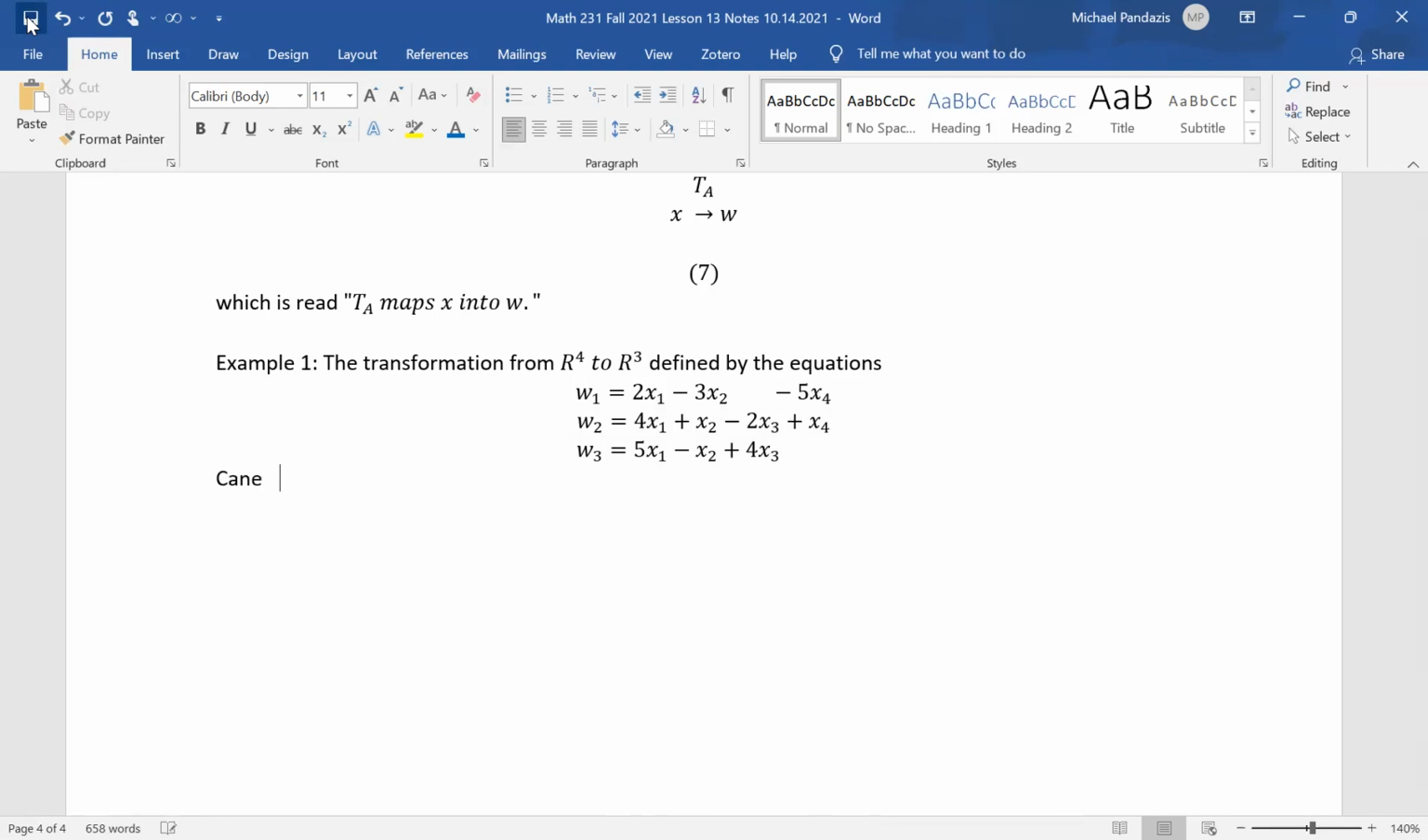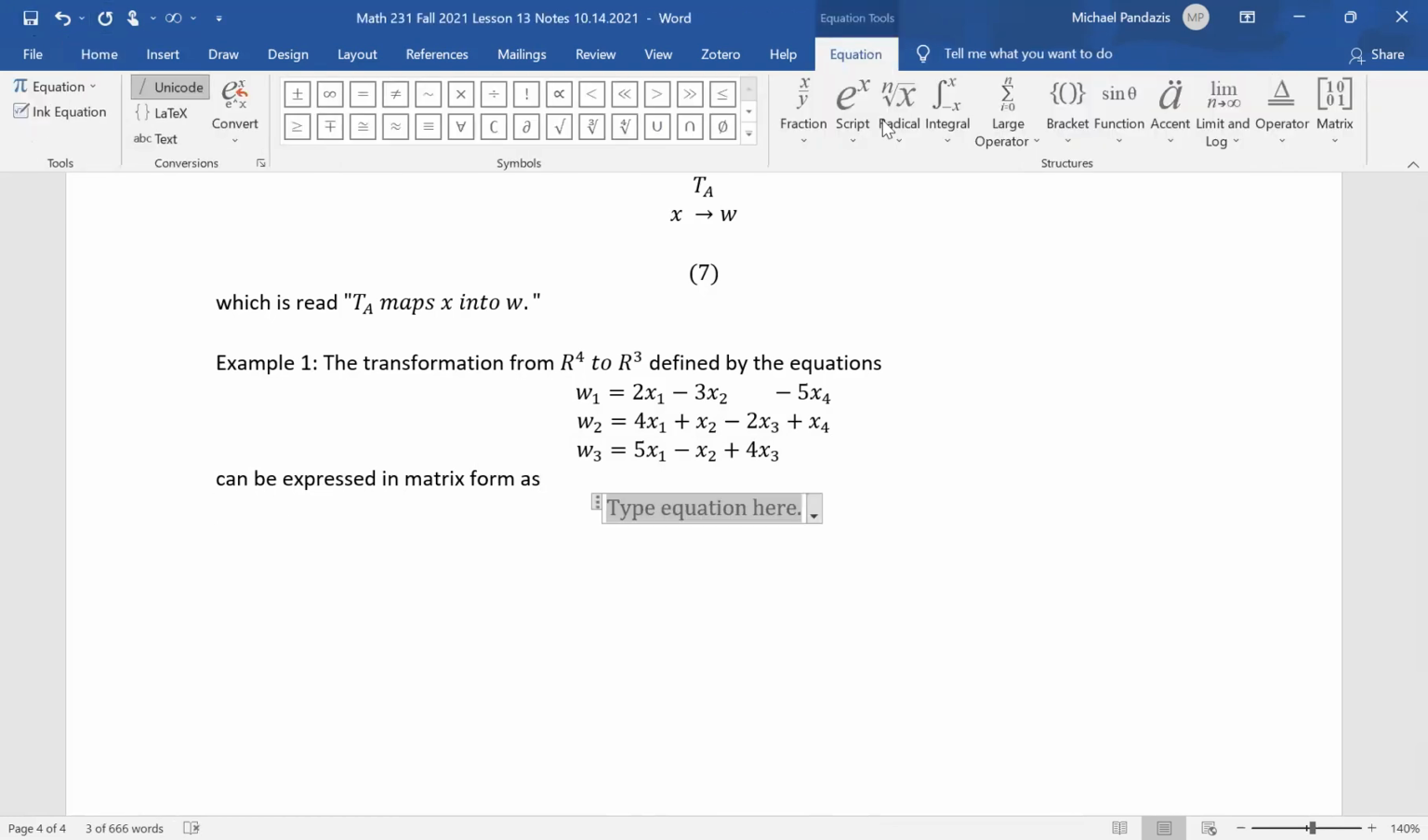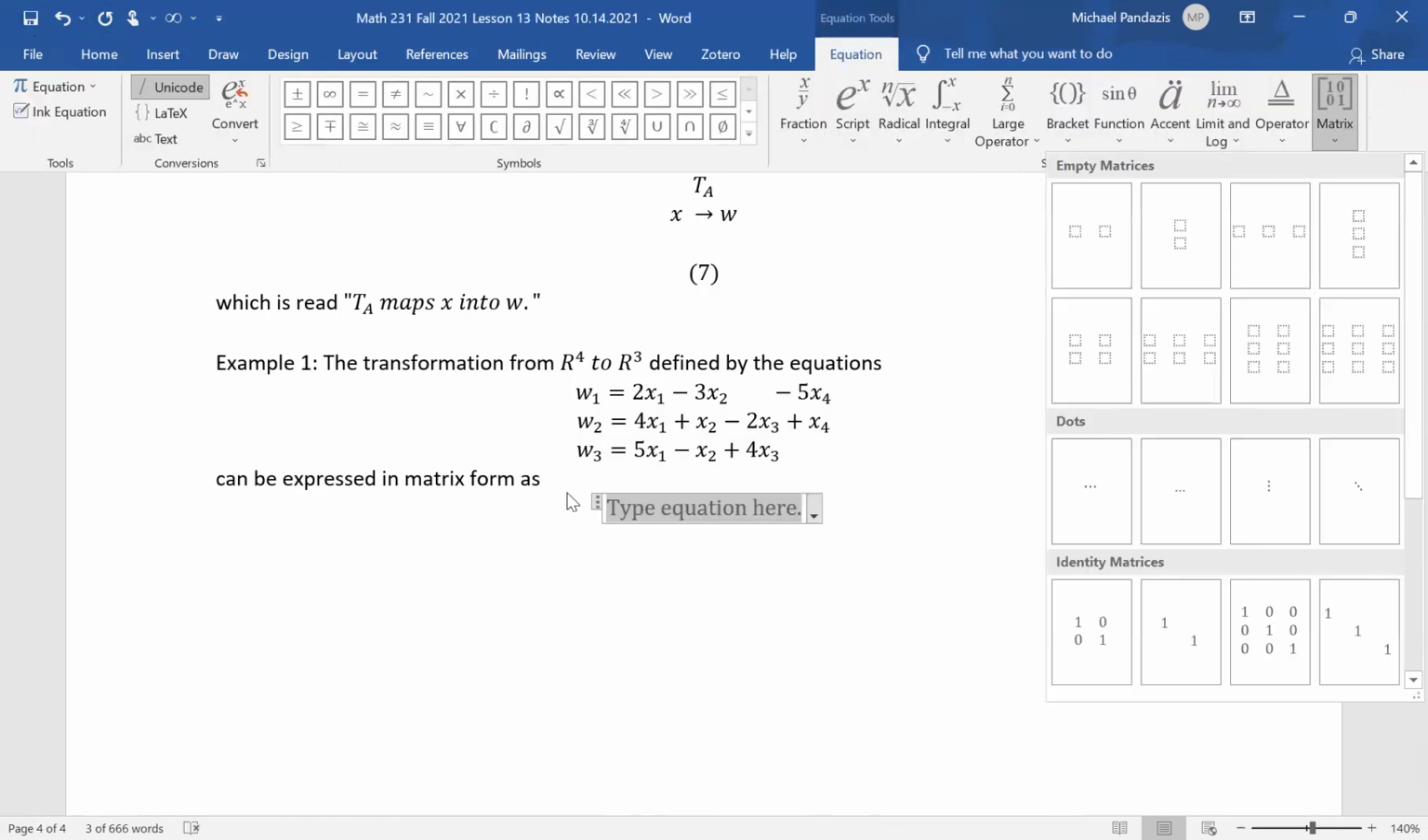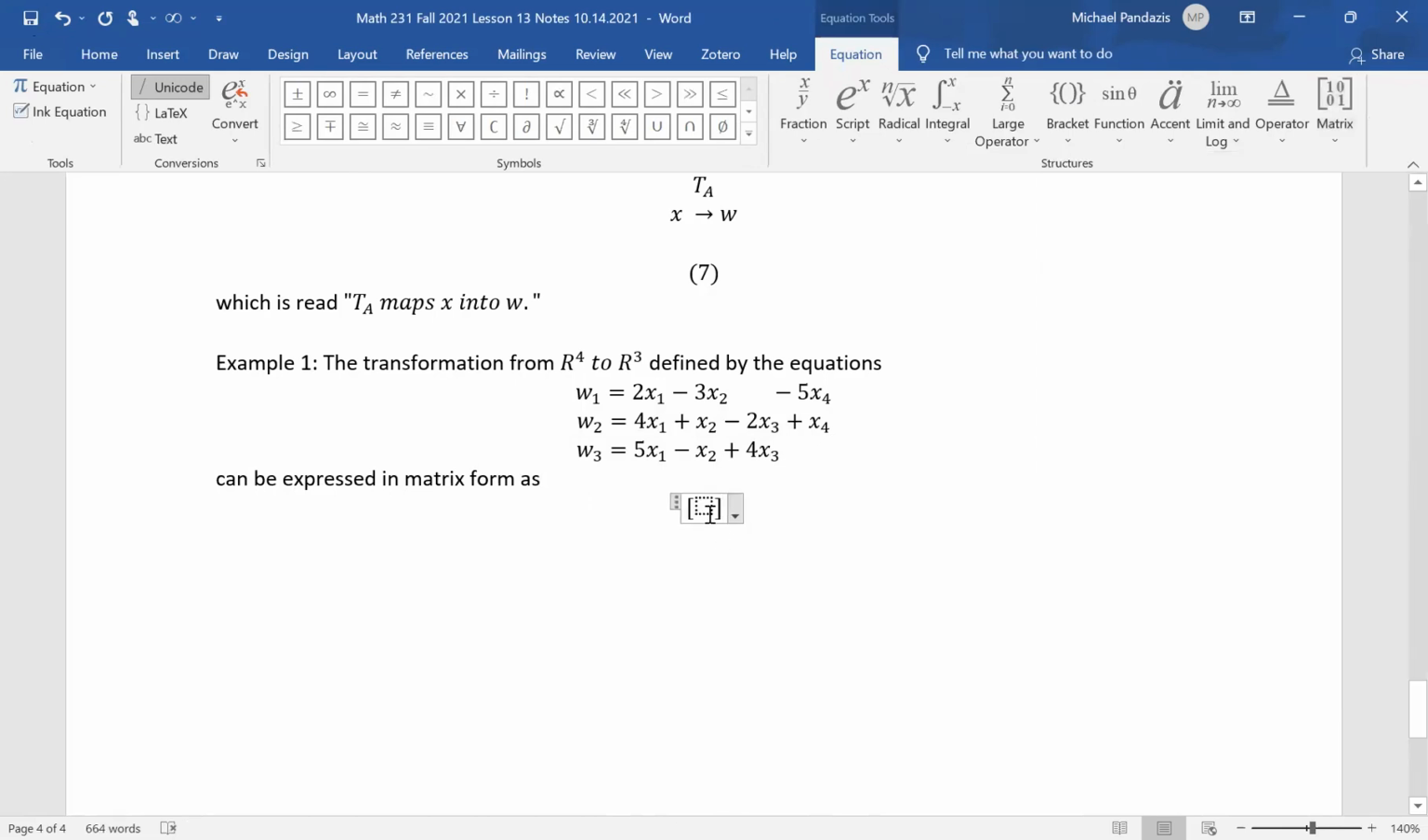And it can be expressed in matrix form. So we can express this in matrix form. This would be W1, W2, W3, and that equals a 3x4 matrix.